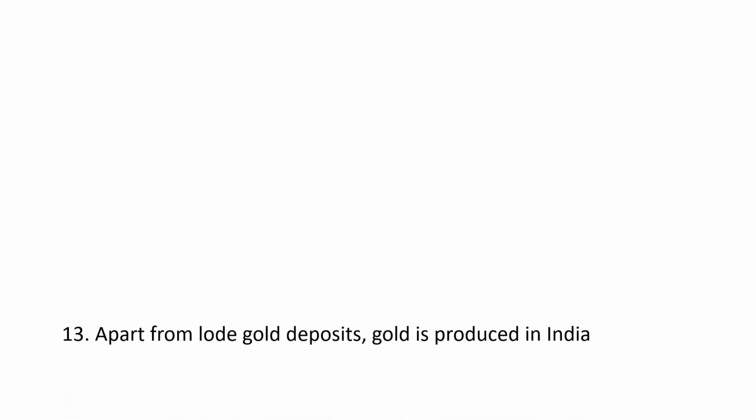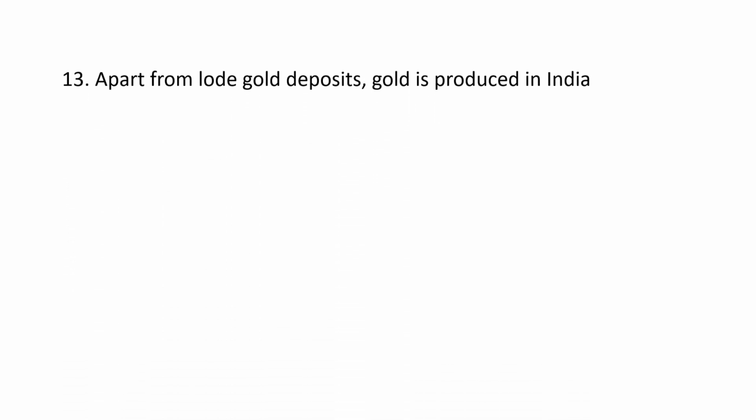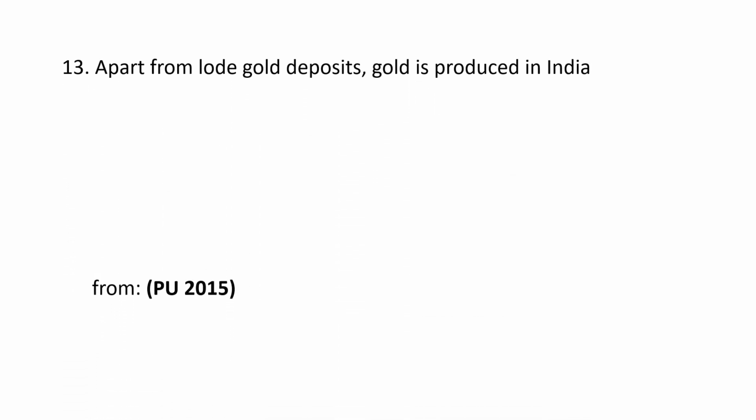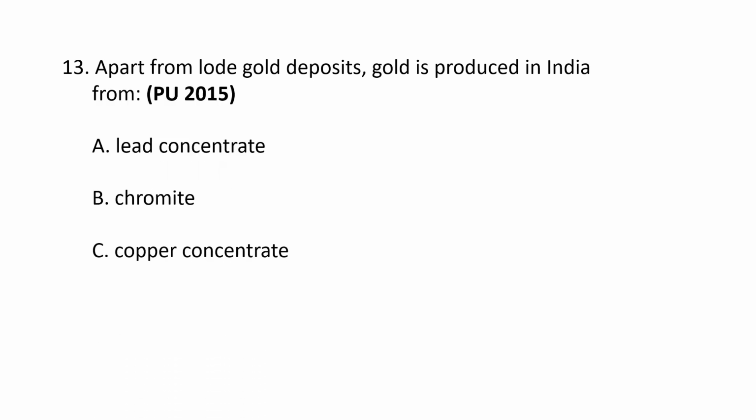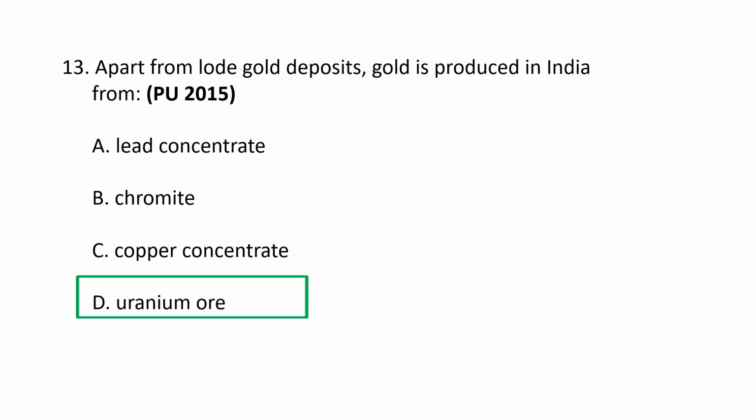Next question. Apart from lode gold deposits, gold is produced in India from: A. Lead concentrate, B. Chromite, C. Copper concentrate, and D. Uranium ore. So the correct option is C.